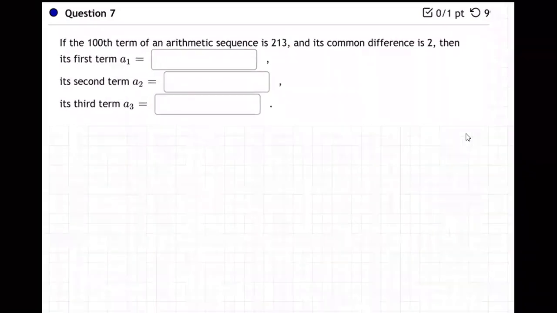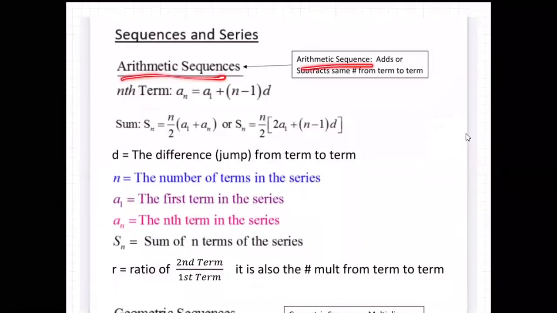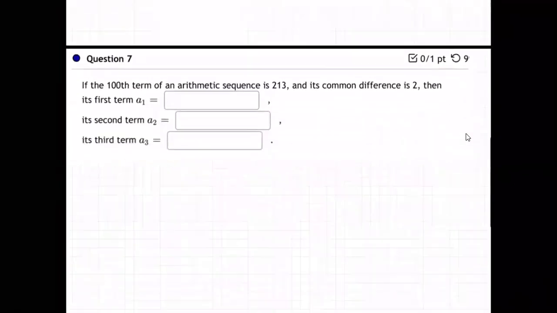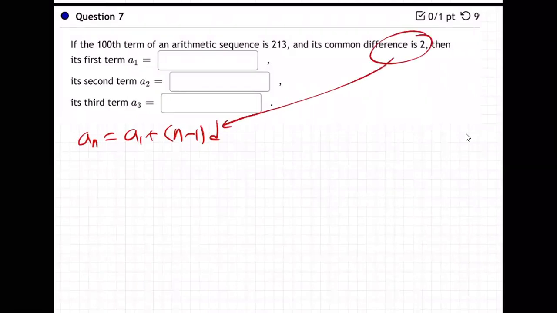Let's go grab the formula. So if you go to the notes, here's the notes. Arithmetic sequence, that's a sequence in which you add or subtract the same number from term to term. There's the formula for an arithmetic sequence. A sub n is a1 plus n minus 1 d. Write that down. A sub n is a1 plus n minus 1 d. So the common difference, that's right there, that's the 2.